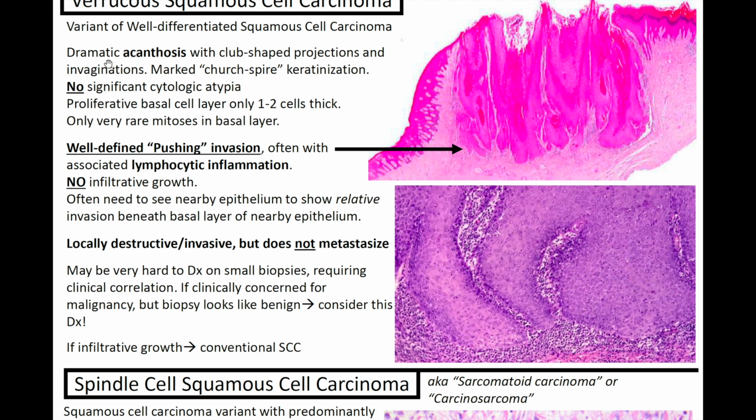You often need to see nearby epithelium to show relative invasion beneath the basal layer of the nearby epithelium, and it is locally destructive or invasive but does not metastasize. It may be very hard to diagnose on small biopsies, requiring clinical correlation, and if there's clinical concern for malignancy but the biopsy looks benign, consider this diagnosis. If there's infiltrative growth, it could be, or it is at that point, a conventional squamous cell carcinoma.